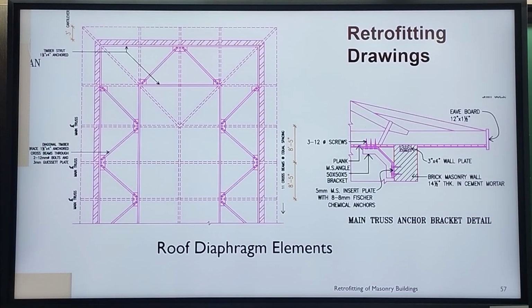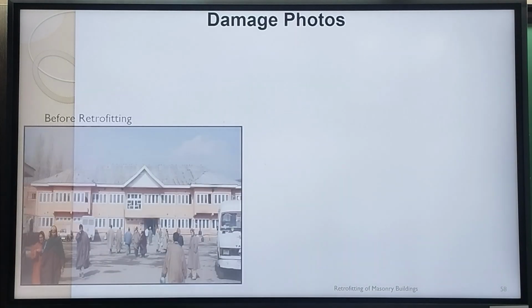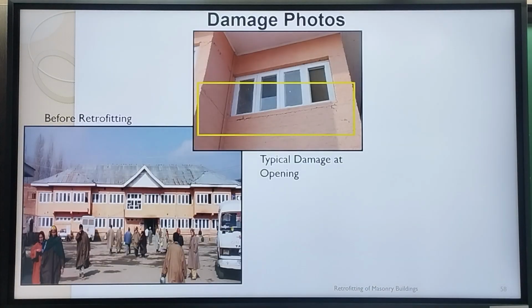So in the roof, this is what I mentioned, that we have to install all these bracings with proper connections in the attic floor. And then of course the trusses were also anchored with brackets to the walls, and also anchored to the wall plates with MS flats. So this is now before retrofitting.